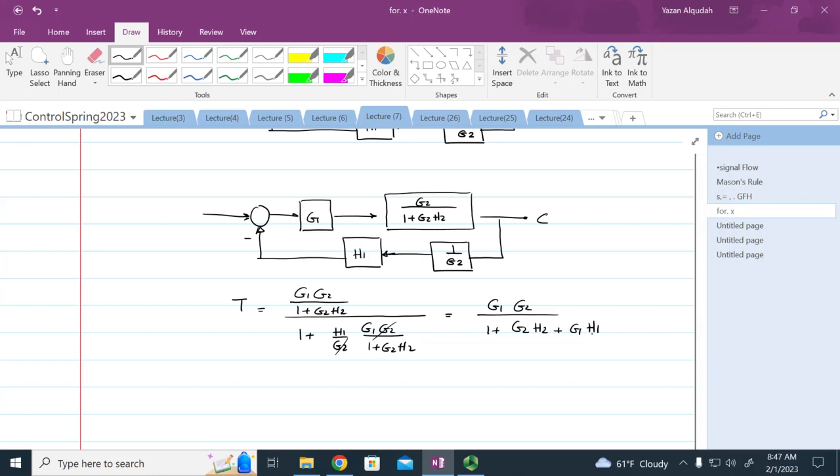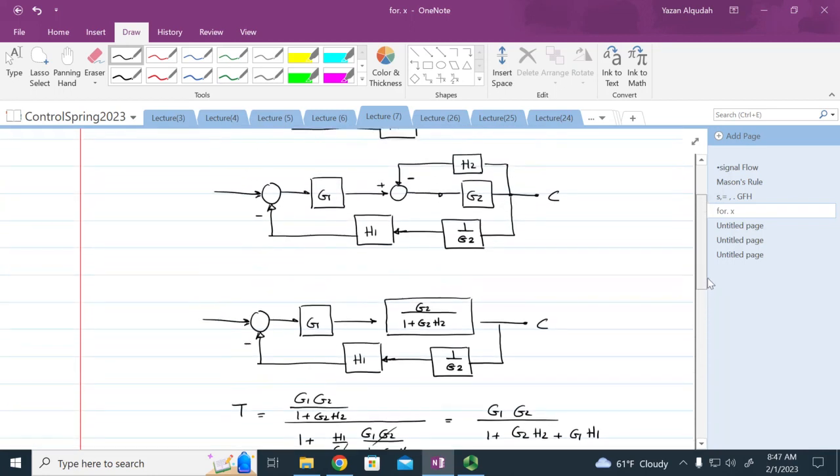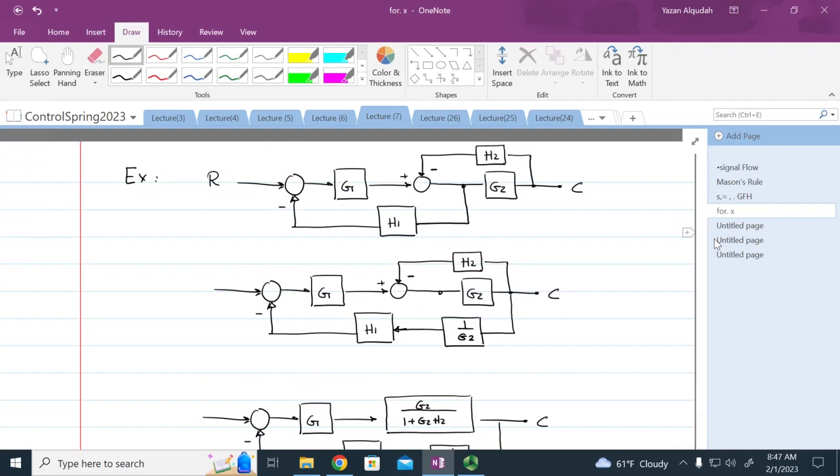How else could I have reduced this block diagram? Anybody have other ideas? Anybody? H1 that way? H1 this way is not easy. How am I going to move it this way? This is the error signal, remember? Right. So there is not an easy way to move it this way.